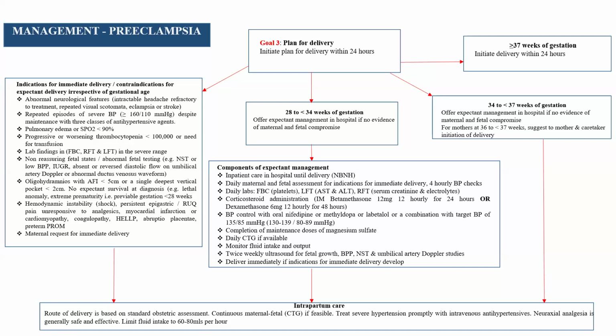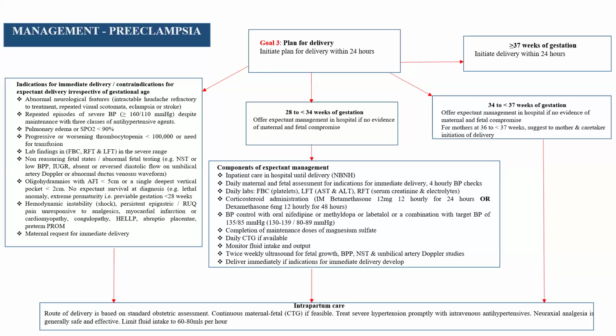And then if there's pulmonary edema or SpO2 that is less than 90, or progressive or worsening thrombocytopenia, or there's a need for transfusion, or your lab values are deranged in the severe range, there's non-reassuring fetal status, abnormal fetal testing, oligohydramnios, hemodynamic instability like shock, or persistent epigastric pain, right upper quadrant pain that is unresponsive to analgesics, myocardial infarction, cardiomyopathy, coagulopathy, HELLP syndrome, abruptio placentae, or preterm PROM. And then the last one is maternal request for immediate delivery. If the mother insists after careful counseling that she wants to have the baby delivered, you do your part and counsel them.